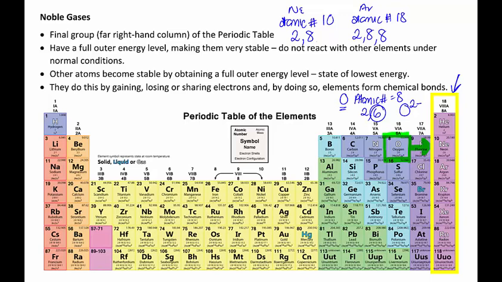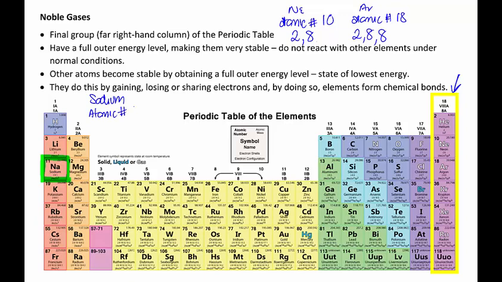Okay, let's look at another one. So if we were to look at sodium, which is over here, sodium has an atomic number of 11. So it has 2 electrons in the first energy level, 8 in the second, and 1 in the third. So the easiest way it can become like a noble gas is to become, again, more like neon by losing an electron. It wants to get rid of this electron. So when we think of valency, it's going to be Na+, because it's gotten rid of an electron.